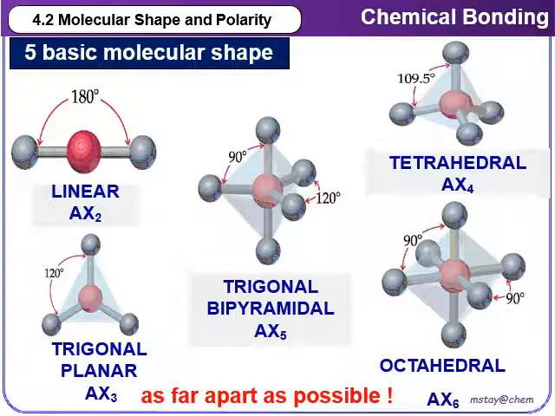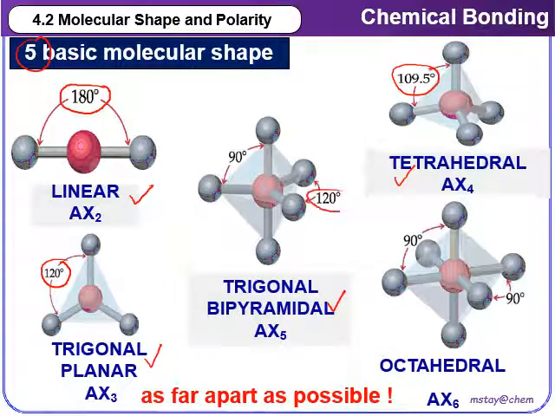Before going into details, let's check. These are the 5 basic shapes that we need to know. First is the linear, where the bond angle is 180, followed by trigonal planar with the bond angle 120. Next is the tetrahedral with 4 terminal atoms, bond angle 109.5, followed by 5 electron domains, trigonal bipyramidal, with 2 bond angles. At the side here it is 120 and here it is 90 degrees. And then the last one is octahedral, where we will have 6 electron domains. Each bond angle is 90 degrees.